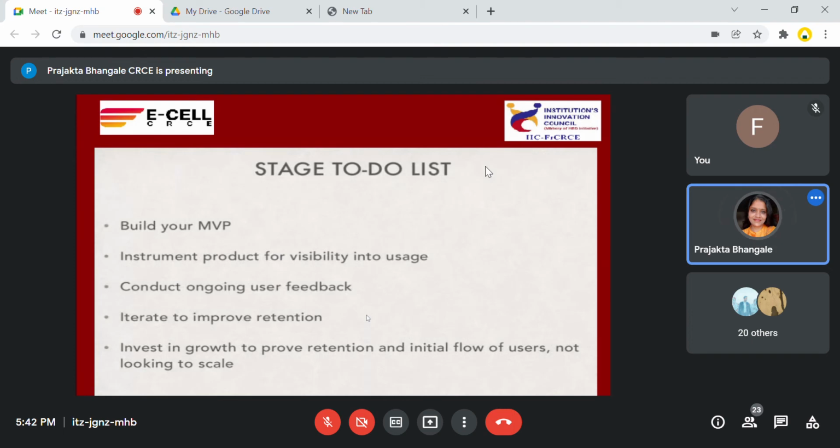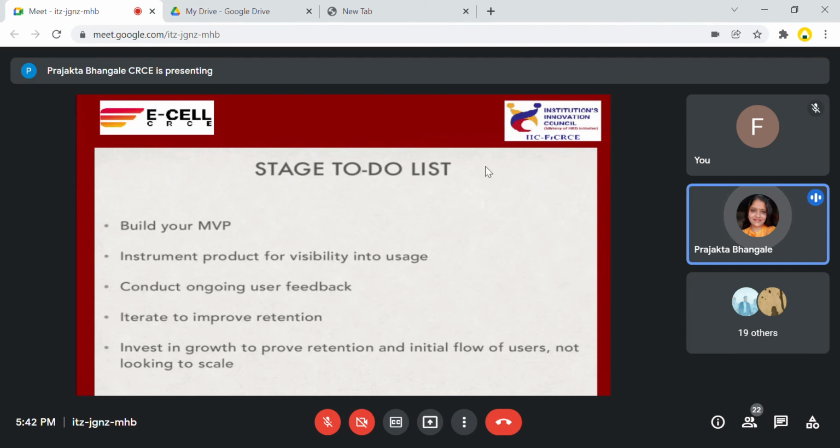Stages to do. Same thing I have already told you. Build your MVP, that is, building a prototype. Instrument the product for visibility into usage. That means whatever prototype you have built, you have to give to the user for usage. Then conduct ongoing user feedback. You have to collect the feedback from the user. Iterate to improve the retention.